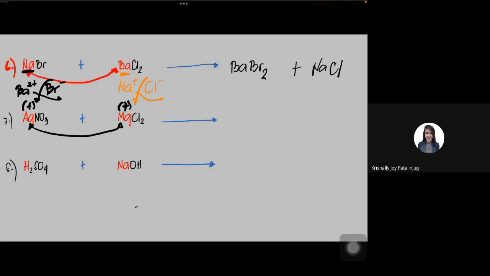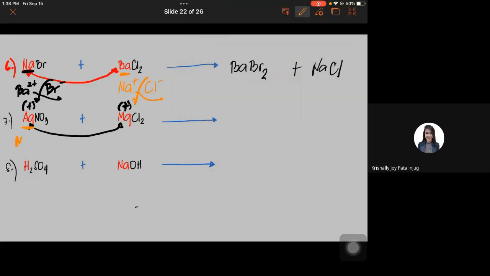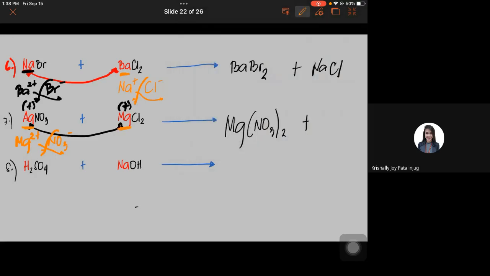Okay. So in replacement of silver, you have now magnesium. Magnesium is 2 plus followed by nitrate. Nitrate is NO3 negative. Okay. So the other product would be magnesium nitrate. Okay. And then continue. The other product aside from magnesium nitrate is silver chloride.